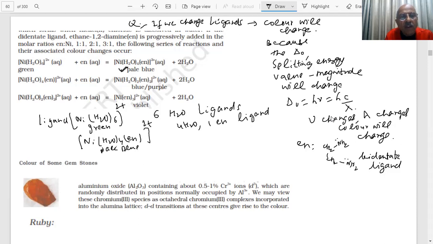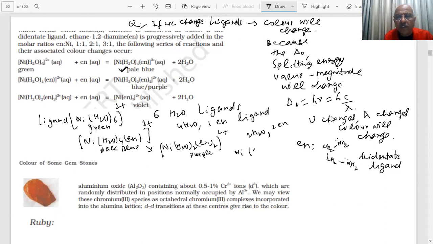When I further add one more En, what does it become? NiH2O2 En2. Now you have two ethylene diamines: two water ligands and two En ligands. So the splitting energy will change and the color changes from pale blue to purple. And in the last case, you have removed all the water molecules.